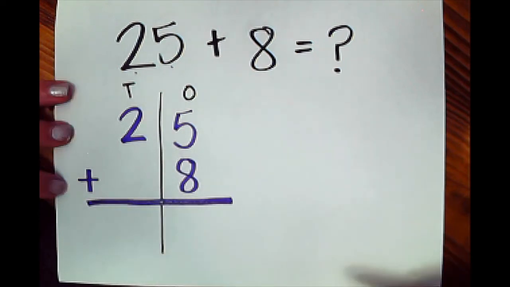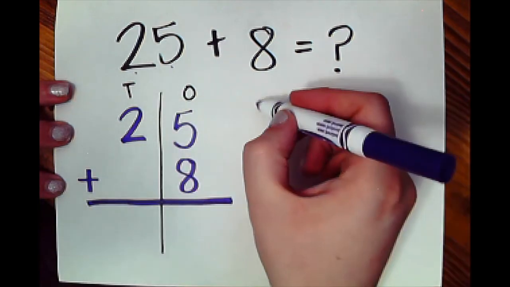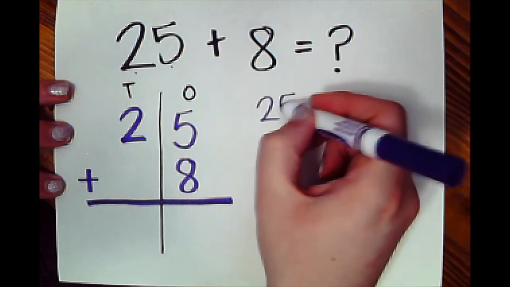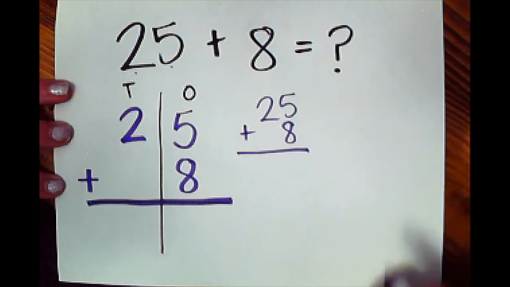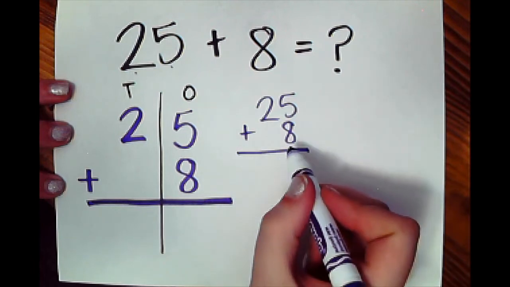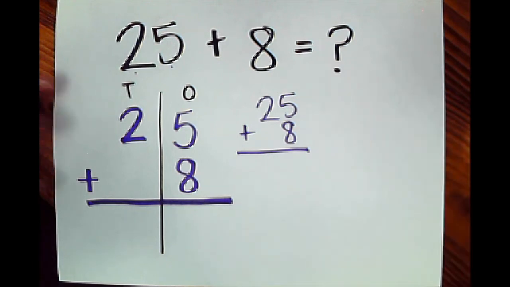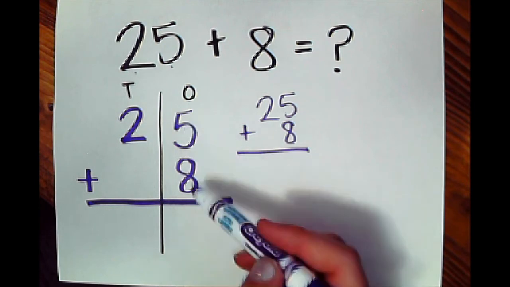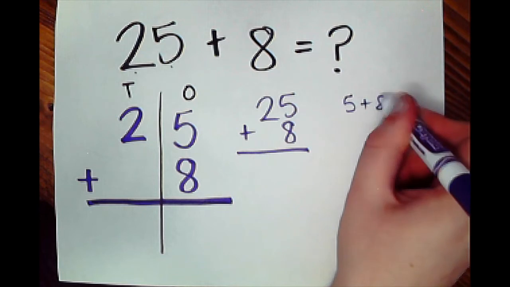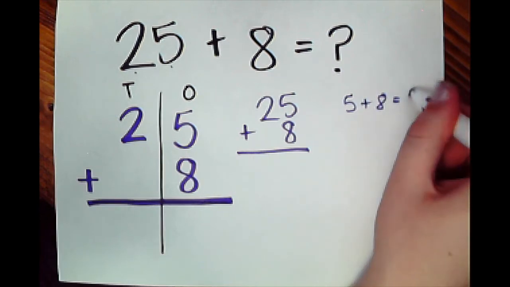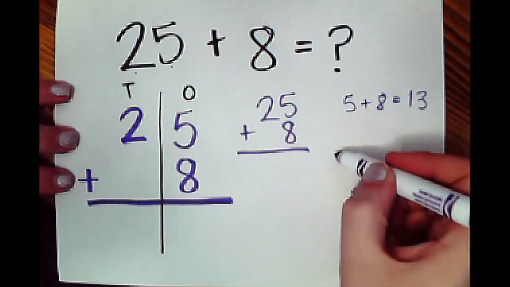And the reason why we're doing that is if we didn't have this guide to help us, it would look like this. 25 plus 8 with our equals bar. You can't forget that equals bar. It's very important when you're doing vertical addition. Okay, now we can add 5 ones plus 8 ones. If you don't want to do 5 plus 8 and get 13, and you want to draw dots for your ones, go ahead and draw dots. And let's do that now.